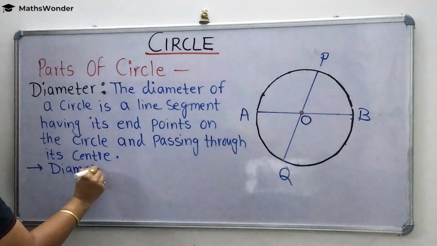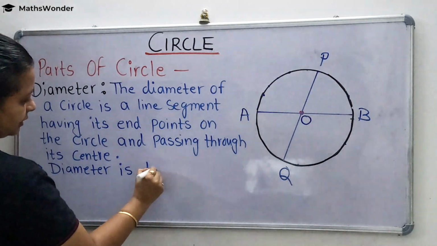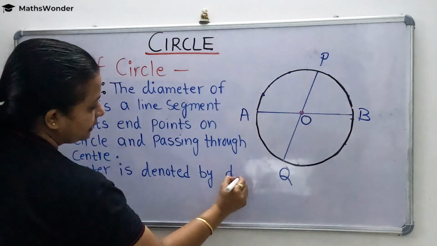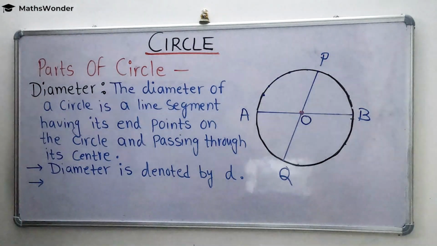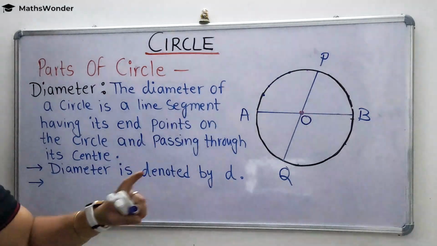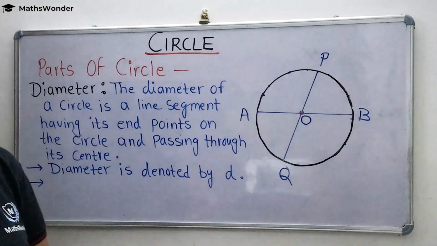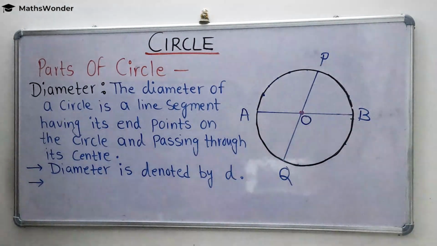Diameter is denoted by D. Sometimes it is denoted by a small d and sometimes by a capital D. According to the question, when we have two circles, we give two different namings, one small and the other capital. So how many diameters can a circle have? Infinite? Yeah, infinite. Endless, right? You can draw many.